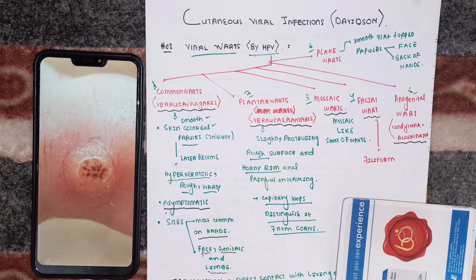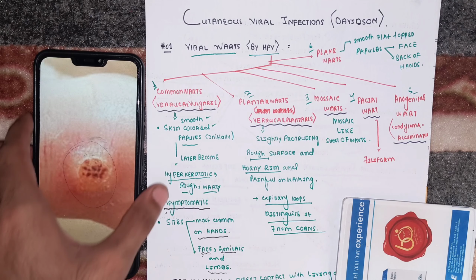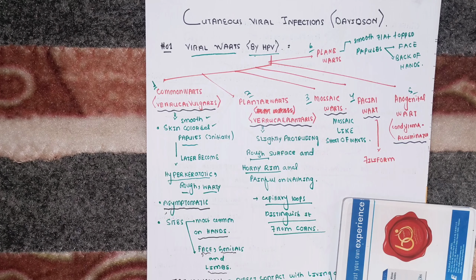Mosaic wart. They are mosaic-like sheets of warts. They are not single protrusions. Mosaic warts are not single protrusions. There are a number of warts. There are sheets of warts in the mosaic pattern. It's like an iceberg in the sea.